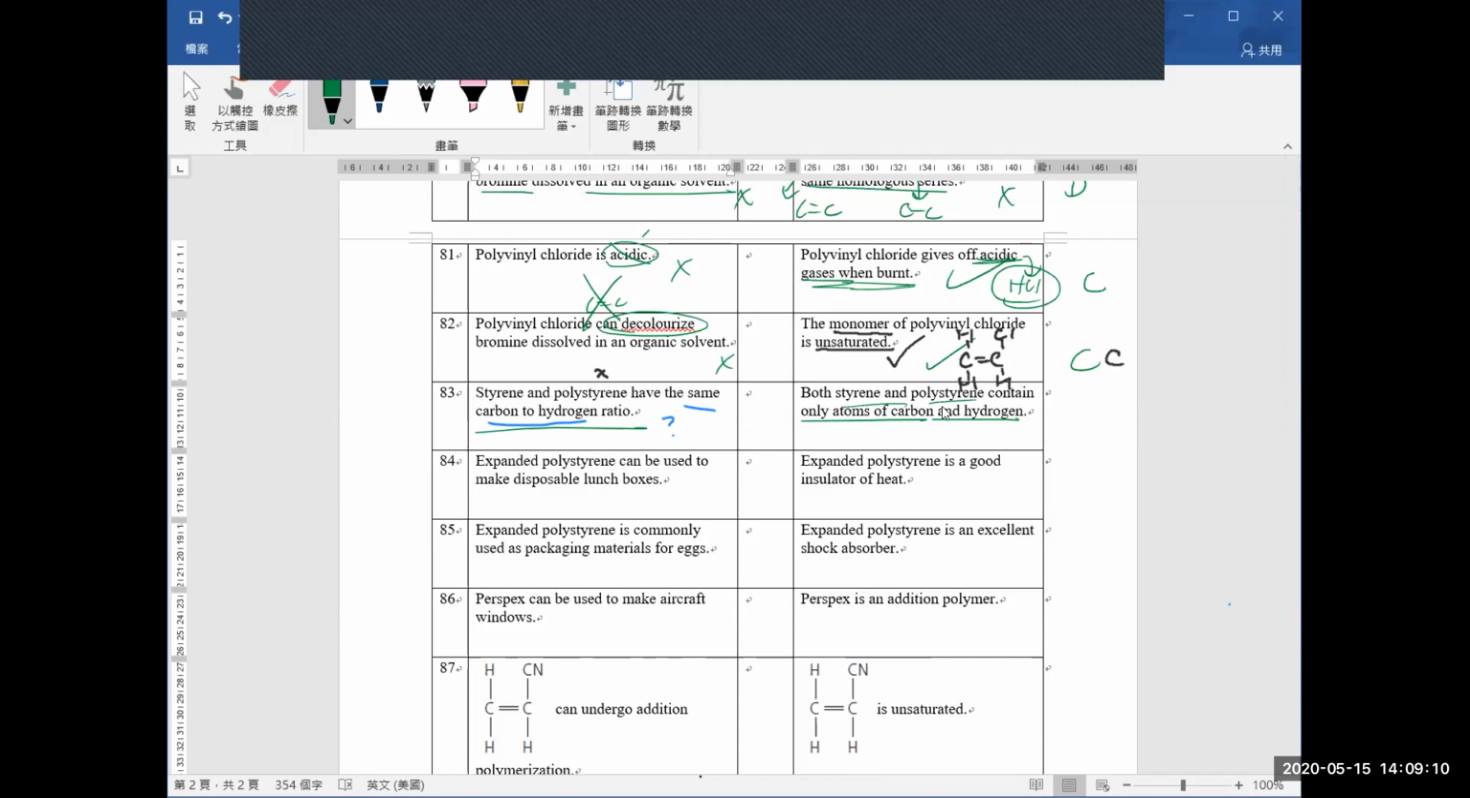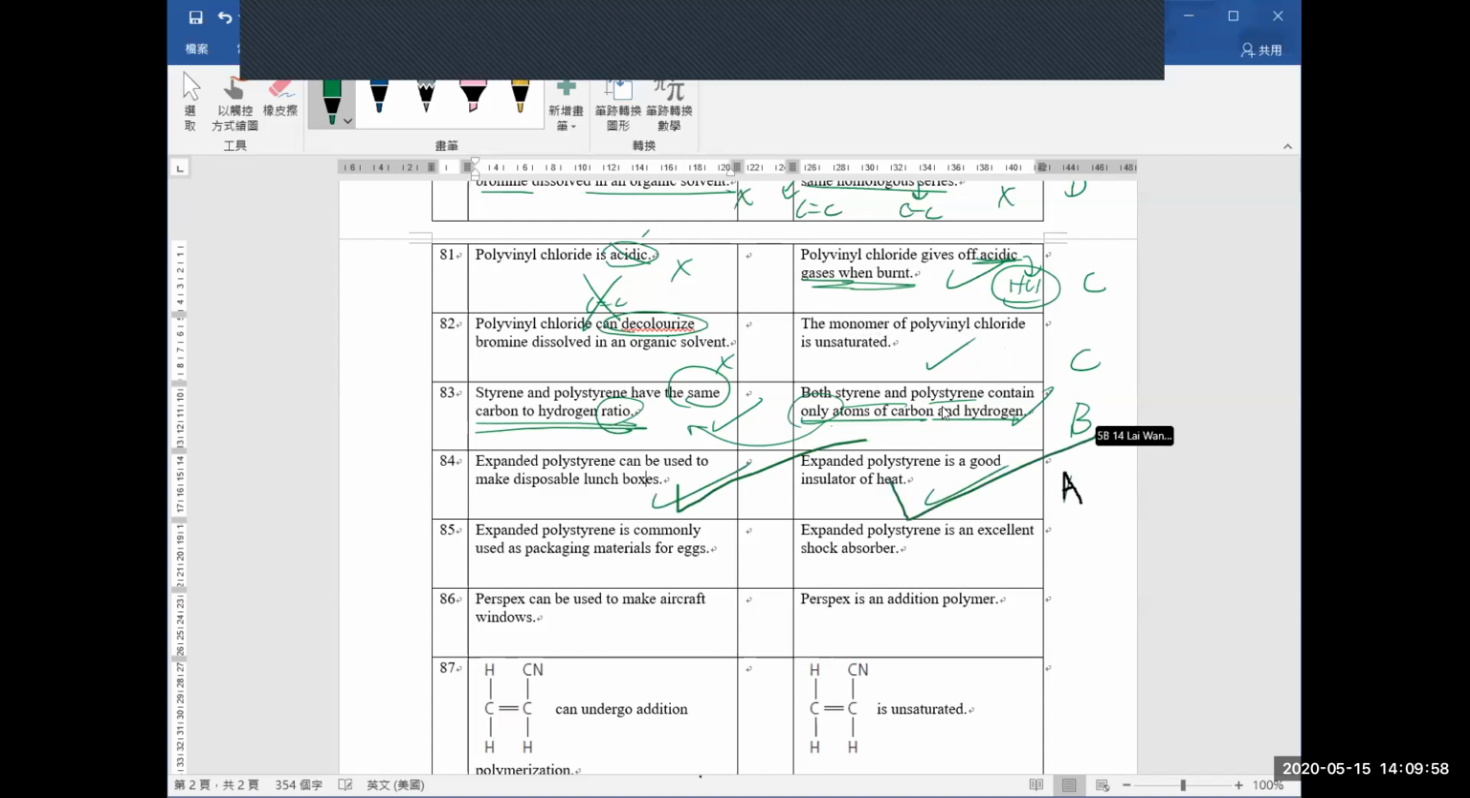Now, the same carbon-hydrogen ratio statement is surely correct. Why? During the process, there will be no change in the chemical composition, in the ratio. No small molecules are eliminated during addition polymerization. Of course, the carbon to hydrogen ratio is the same. This statement is also correct, but it doesn't tell anything about the ratio. It just tells you the composing atoms. So statement 2 cannot explain. It's B. 84.